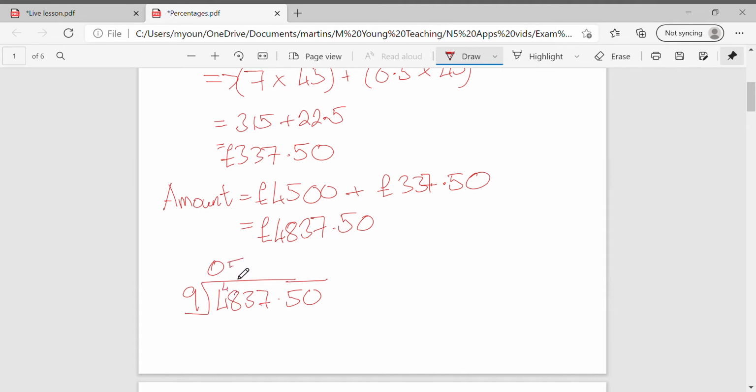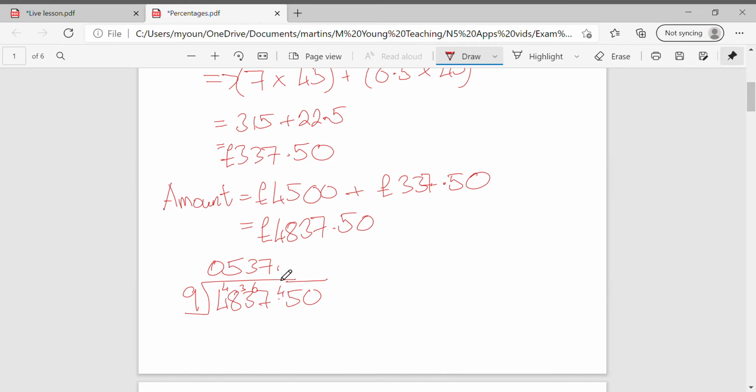Okay, I can get 5 9s into 48. I'm going to have 3 left over. I can only fit 3 into that. 3 times 9 is 27, so I've got 6 left over. I can fit 7 lots into that, and I'll have 4 left over.